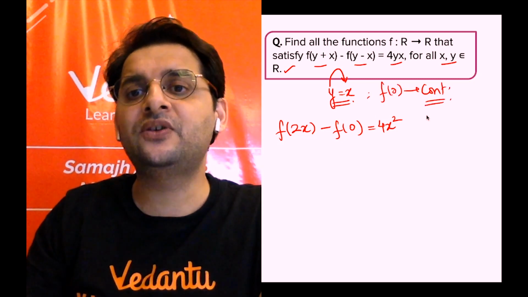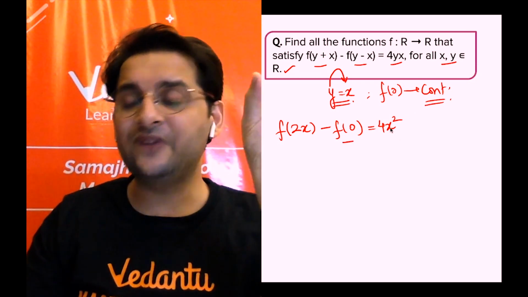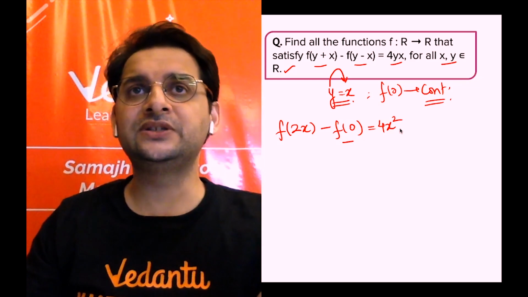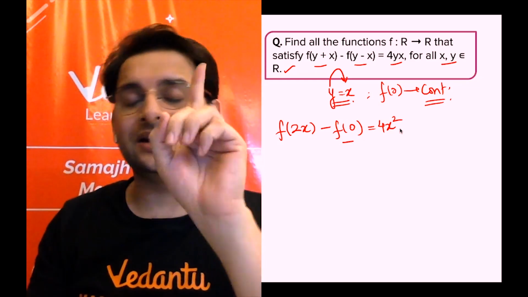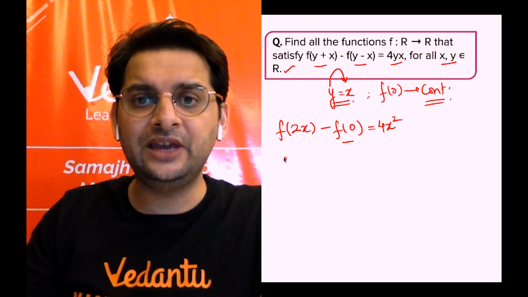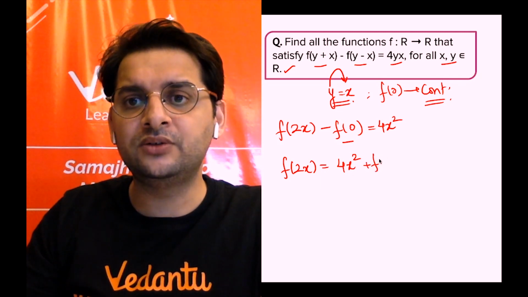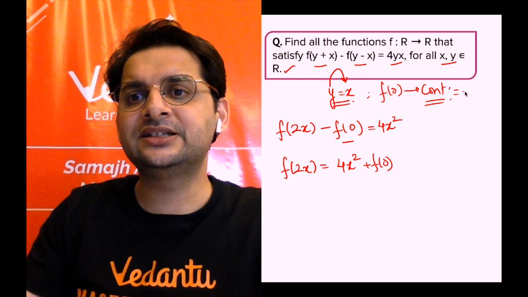Now mind you, f of 0 is a constant. Whenever you see f of 0 or f of 1 or f of 2, treat this as a constant, because if f of x is a function, f of 0 will have a particular value and it will have a unique value as per the definition of function. So we have f of 2x as 4x square plus f of 0. Let's say this is a constant c.